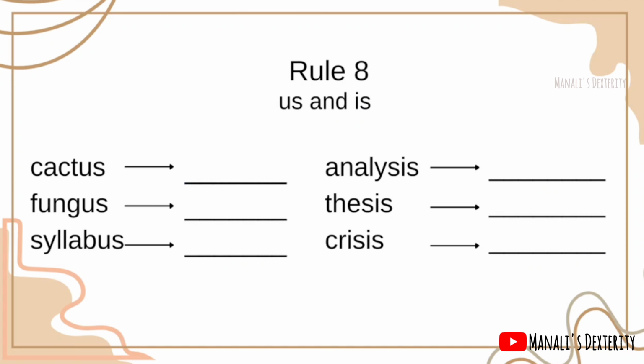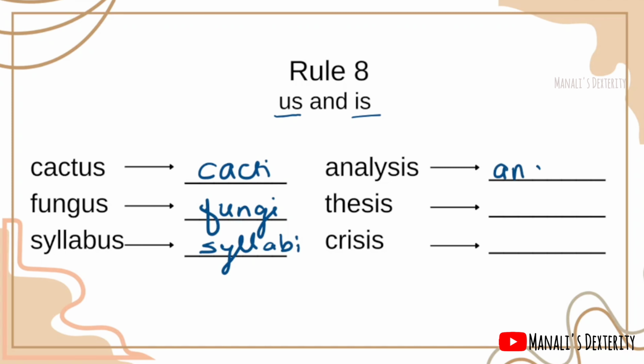Rule number 8. Whenever a word ends in us or is, they change in a special way when we make them plural. Just like cactus to cacti, fungus, fungi, syllabus, syllabi, analysis, analyses, thesis, theses, crisis, crises.